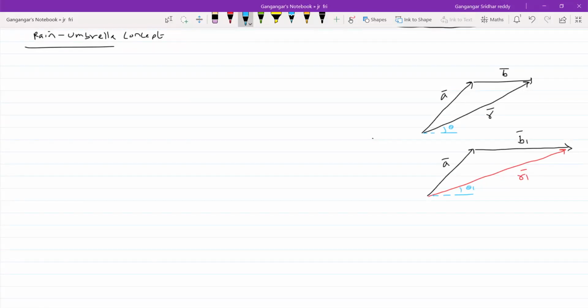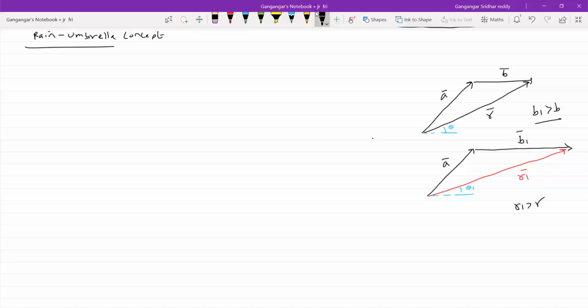Can you say anything about the length? Definitely R1 is more than R, no? By looking at the diagram only. So why is it? Because B1 is greater than B. As B1 is greater than B, is it fine? So therefore R1 will be greater than R.